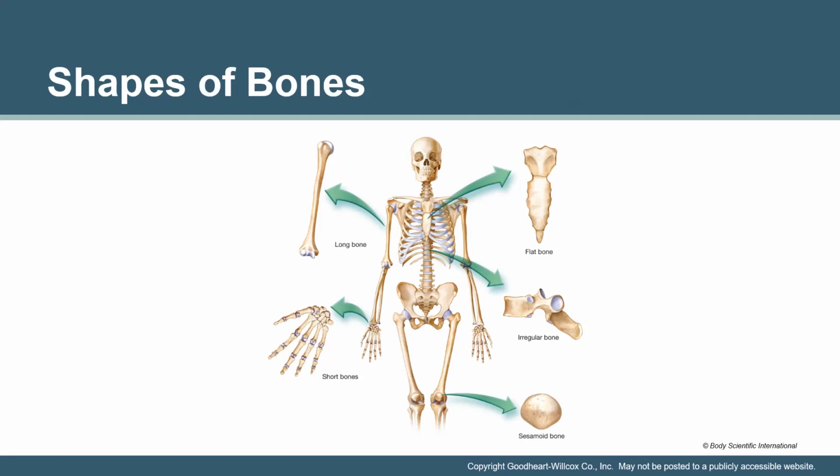The irregular bones, this is kind of like a catch-all category. We put the bones of the spine or your vertebra in there, as well as the sacrum. The sacrum is kind of that triangle bone at the bottom of the spine. This is also categorized in there.